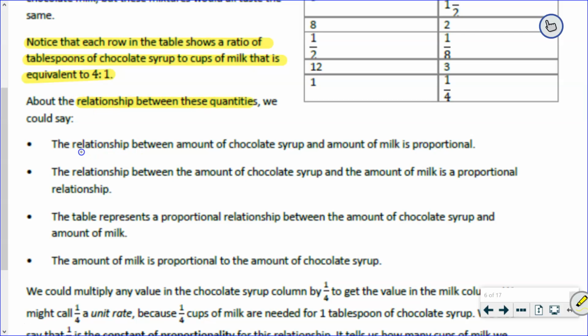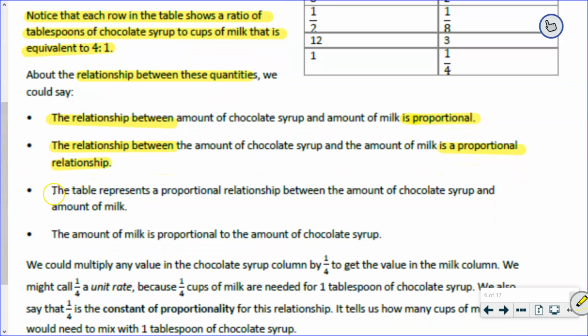We can say the relationship between the amount of chocolate syrup and the amount of milk is proportional. Thank you for highlighting with me. The relationship between the amount of chocolate syrup and the amount of milk is a proportional relationship. I'm going to go back and highlight more. The relationship between blah, blah, blah is proportional. The relationship between blah, blah, blah is a proportional relationship.